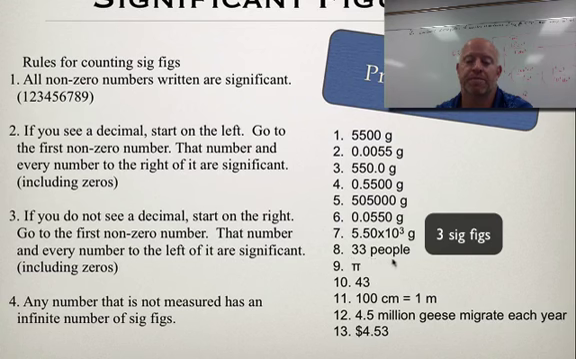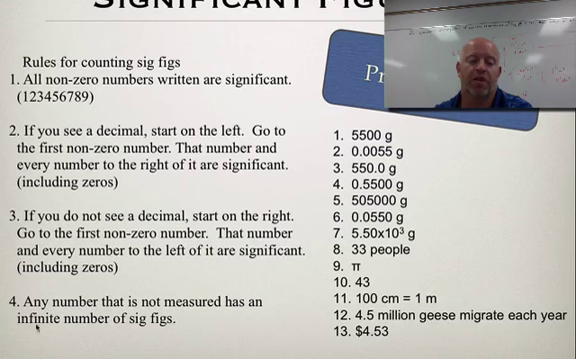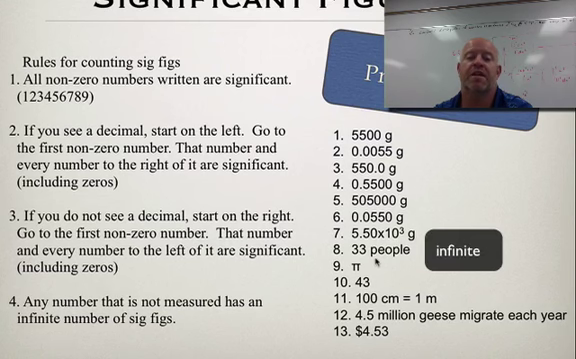Now, if we move down to number 8, we have 33 people. At first you're like, okay, that's easy, 2 sig figs. But if you think about it closer, we're not really measuring here, we're counting. Counted values do not follow the same significant figure rules. So that goes down to rule number 4 over here, that any number that is not measured has an infinite number of significant figures. Since 33 people is only counted, we can't have a possibility of 33.1 people. This is a counted value, so we would say it has an infinite number of significant figures.